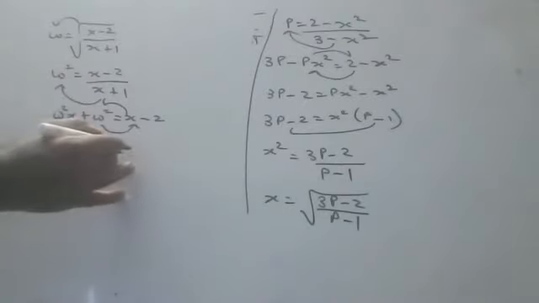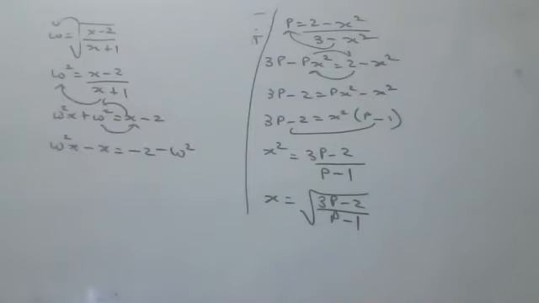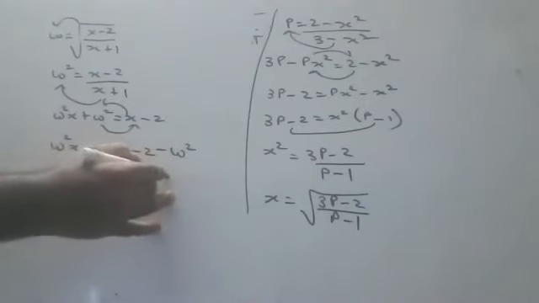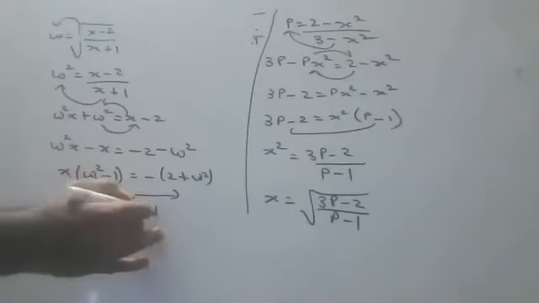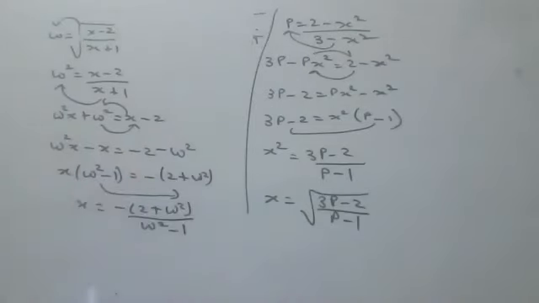We take x common: x times (W square minus 1) equals minus 2 minus W square. So x equals (minus 2 minus W square) by (W square minus 1). Very fantastic. Like this you should do, children.